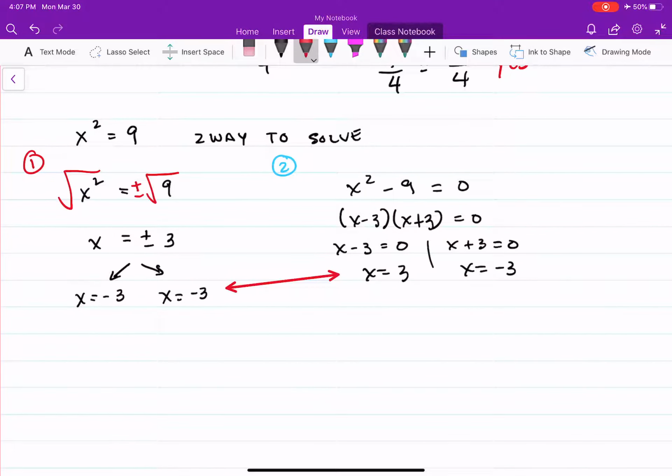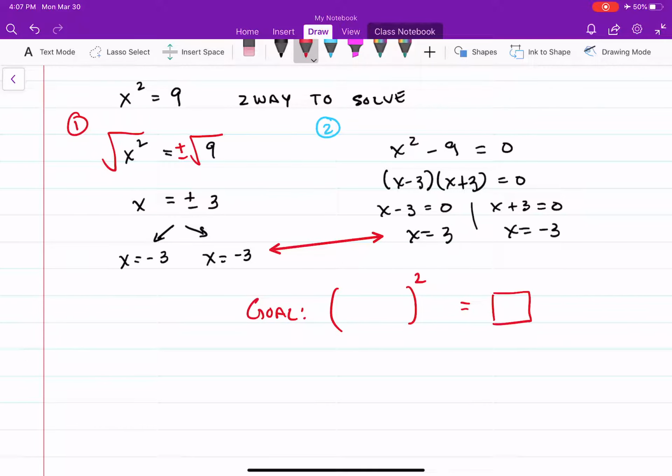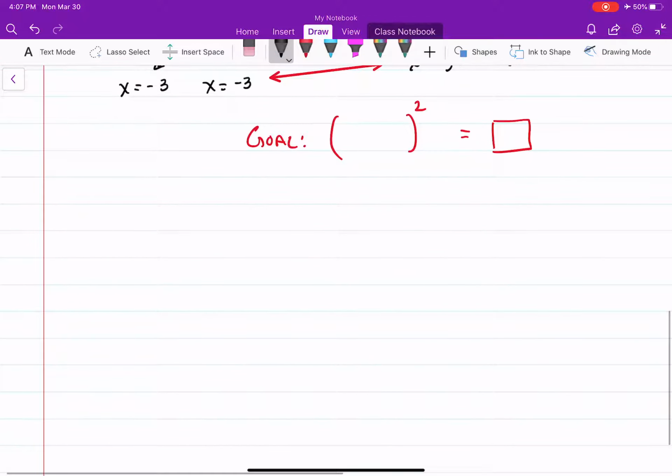Okay. Now I am going to stick with method 1 here. So my whole goal here is to get some kind of factor squared. So something that's so perfect that I get the same factors equal to something on the right side. So that's my goal. All right. So let's do some examples on these completing the square to solve for quadratic equations. So let's use example 1.